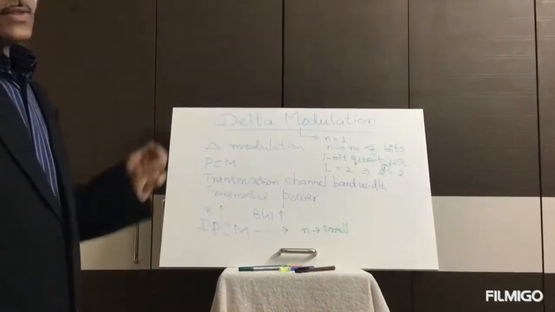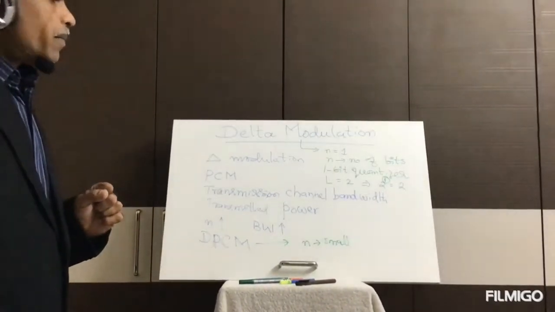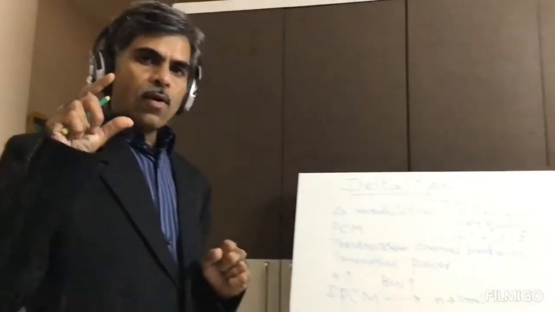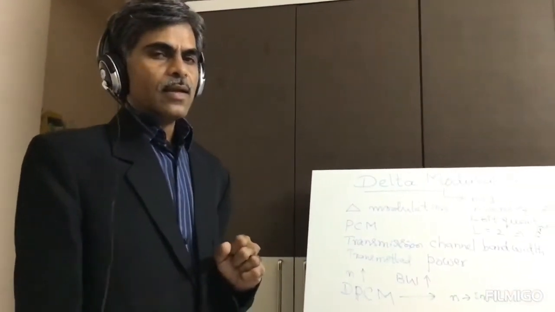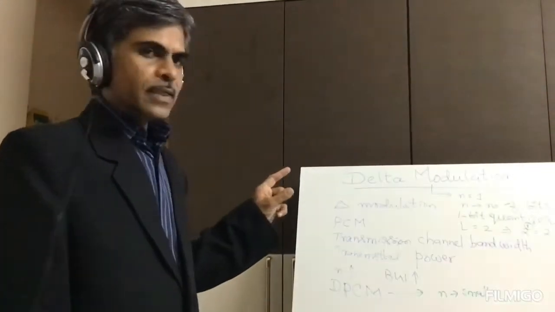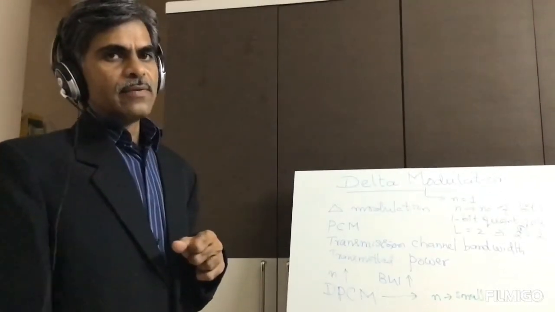Now let us understand the principle of the implementation of delta modulation by taking a small block diagram, followed by the staircase approximated signal, which will be the output of the delta modulator, and how it is going to be generated.